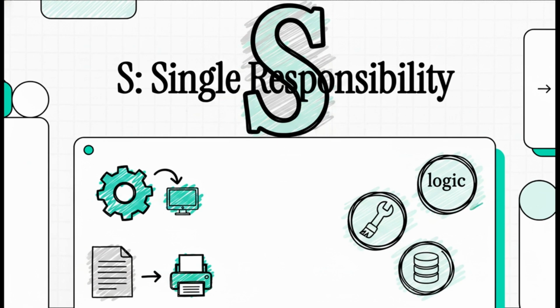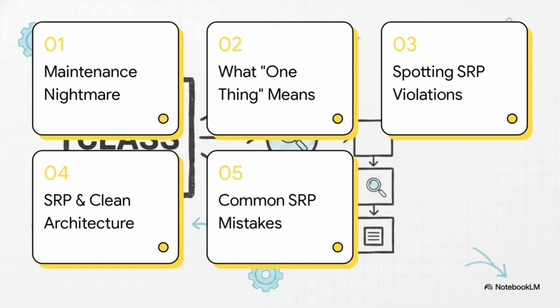Today, we're diving into the first letter of SOLID: S for the single responsibility principle. And let me tell you, really getting what this means is a total game changer for writing code you actually enjoy working on. So here's our plan.